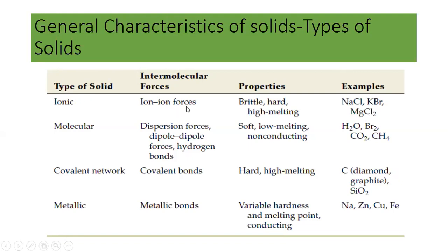And where there are ionic forces, there is ionic bond formation between the cation and the anion. The ionic bond is formed with the transfer of electrons. So ions are present, like in this case, sodium chloride: the electron is transferred from sodium to chlorine, so sodium becomes positive and chlorine becomes negatively charged. So there is an attraction between the positive and the negative.